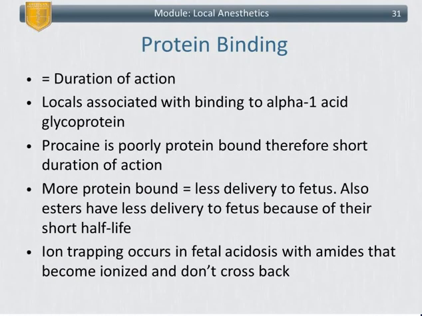Local anesthetics bind to protein, and that determines a lot of their duration. The classic protein is alpha-1 acid glycoprotein.